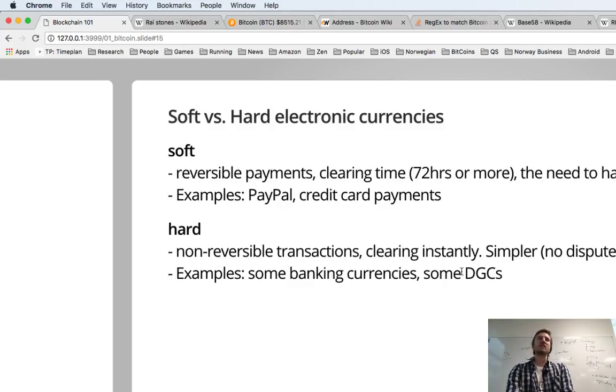You have instant clearing, right? So the moment you give me the funds, I have them. I don't have to wait for the clearing like here. They are simpler, no dispute handling. So some of the banking currencies and some of the digital gold currencies.